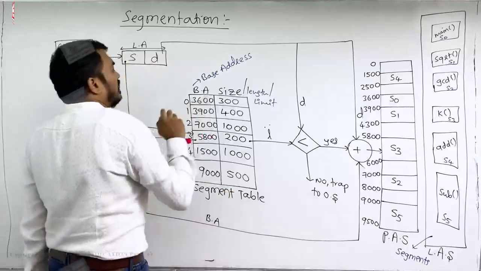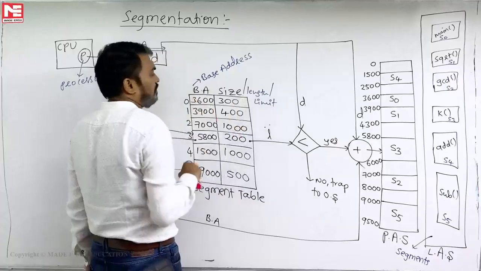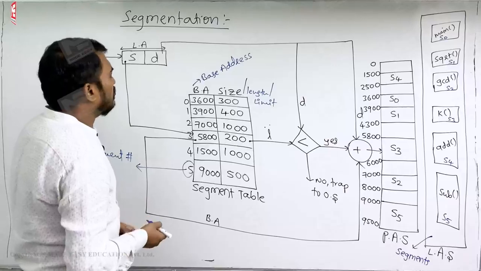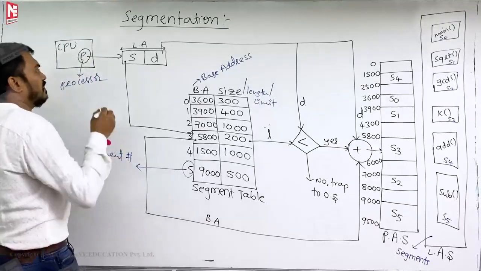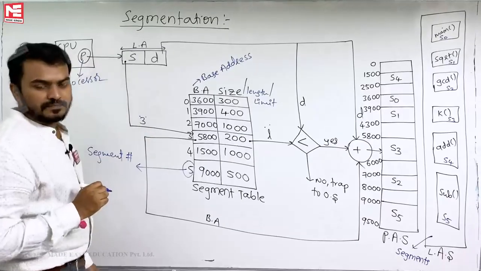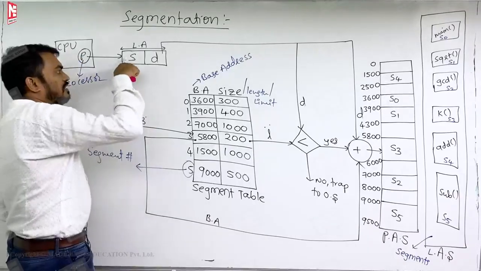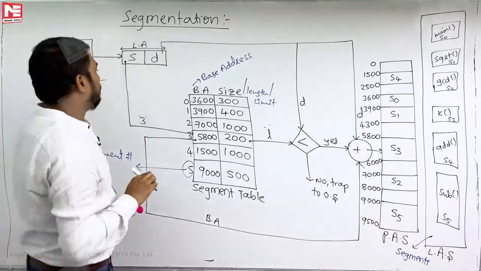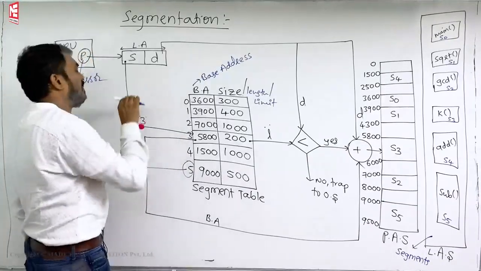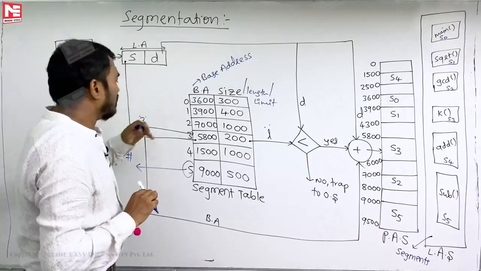So you are maintaining two parameters in the segment table entry: the base address of the corresponding segment and the size of the corresponding segment. Say the CPU is trying to access segment number 3, for example. You take that segment number and index onto the segment table.